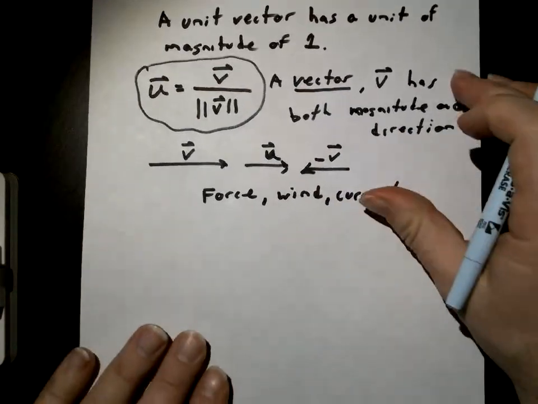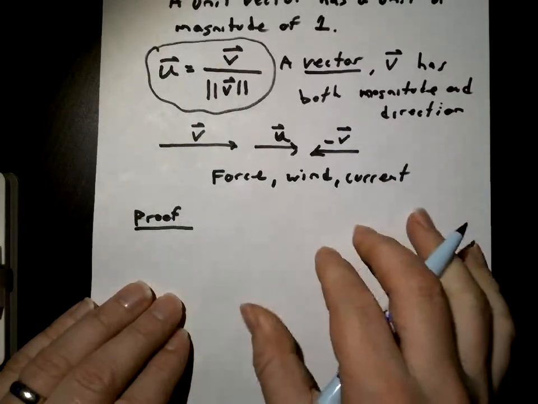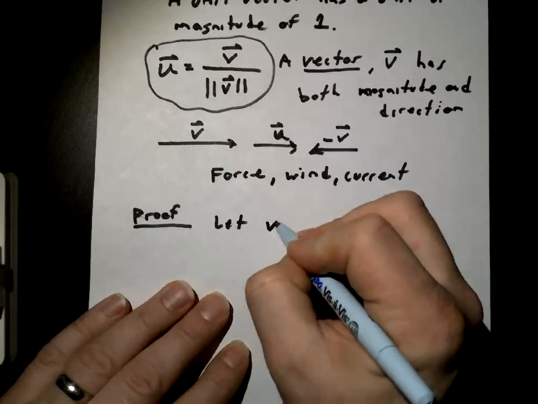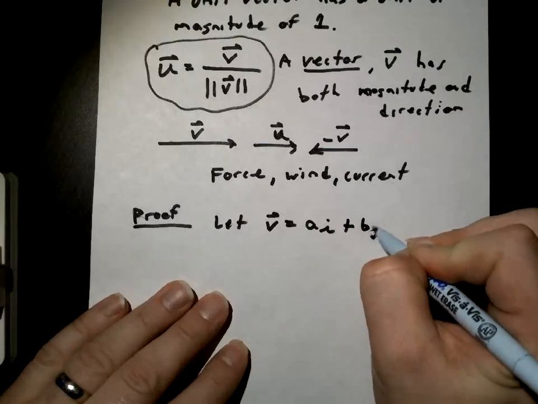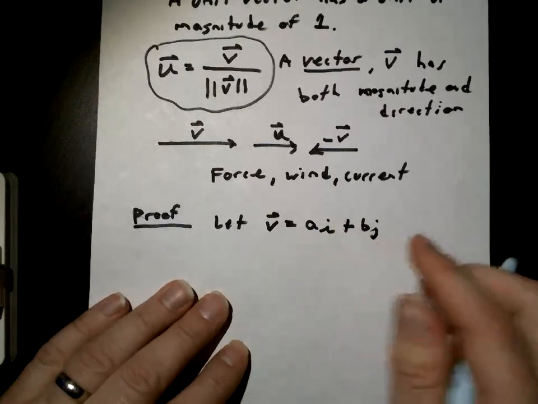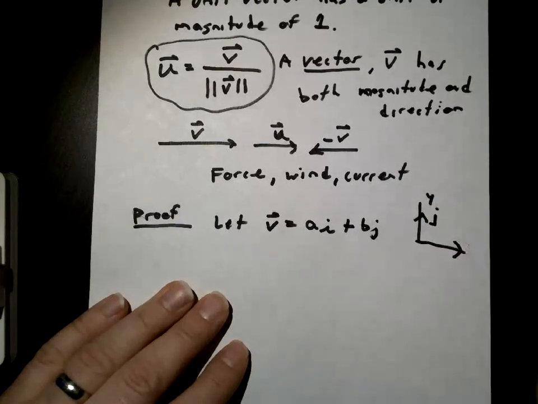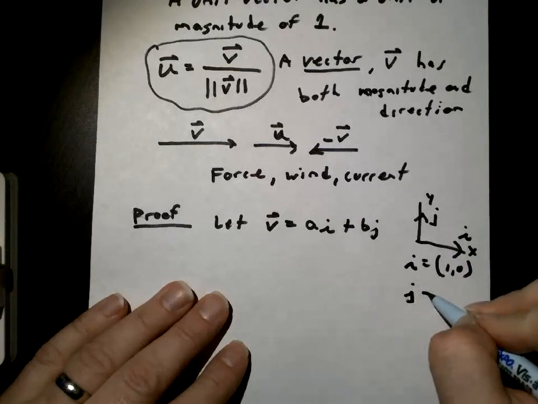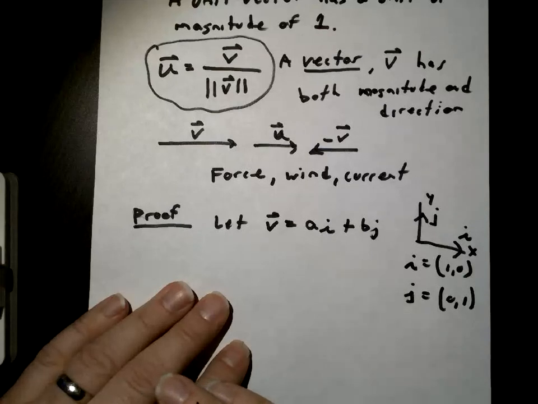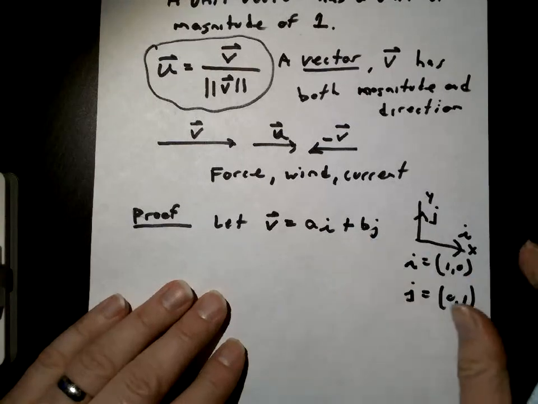So let's go through this a little bit. Why don't we do a little proof? Proofs are always nice to have. Let our vector be ai plus bj. Remember what a and i and j are, correct? Those are the components. If you want to recap, your y's are like your j's, and your x's are like your i's. Remember that i is (1, 0) and j is (0, 1). That's from the last video.